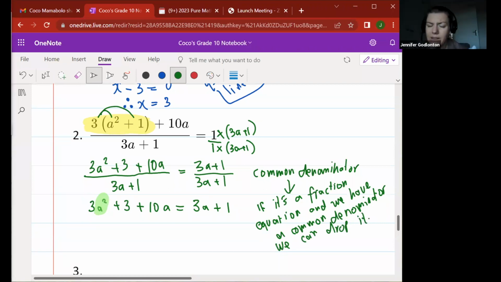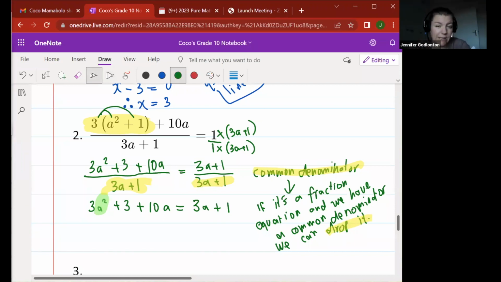Absolutely. If you want to write the denominator, you can, but for your final answer, you would need to remove it. Exactly. So Braden, once we have a common denominator, so like here, this 3a plus 1 is the same as that 3a plus 1. So that is our common denominator. Once it's the same on both sides, then we are allowed to drop it, and we only need to worry about our numerators from here.